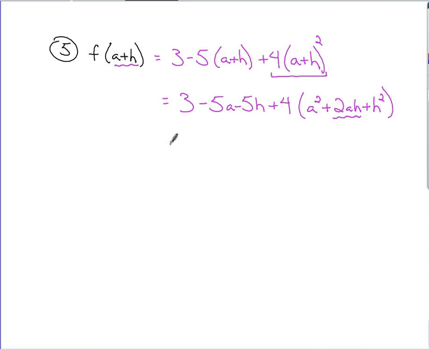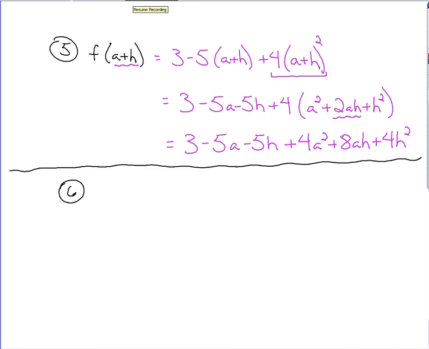So now you distribute the 4 through. All the other terms we're just bringing down. So it would be plus 4a squared plus 8ah plus 4h squared. And at this point I'm looking to combine like terms, but that's just not happening, is it? That is so-called simplified.